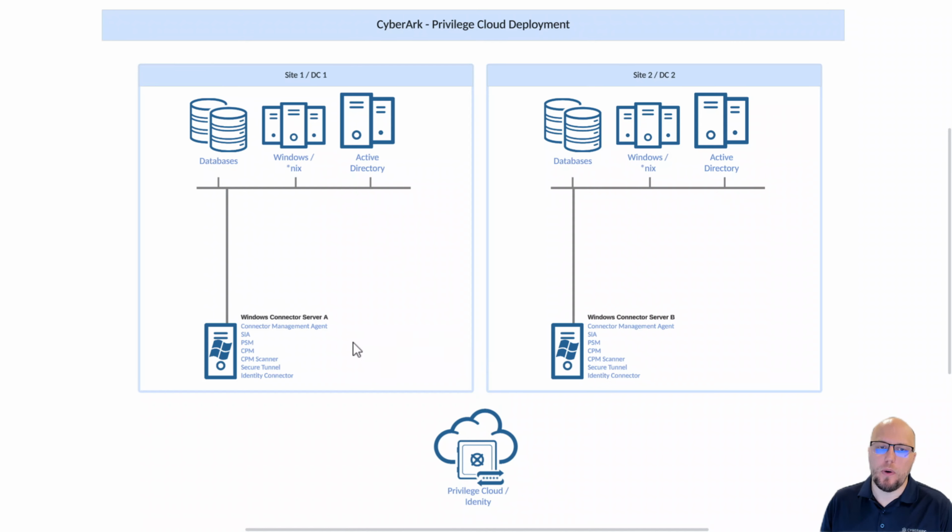A typical deployment will have a minimum of 2 Windows connector servers. You could have more than 1 Windows connector server in each site. It doesn't really matter as long as you've got that high availability when it comes to the Windows services that are represented here. I'll go into more detail of what these Windows services are that support connecting the environment to CyberArk Privilege Cloud.